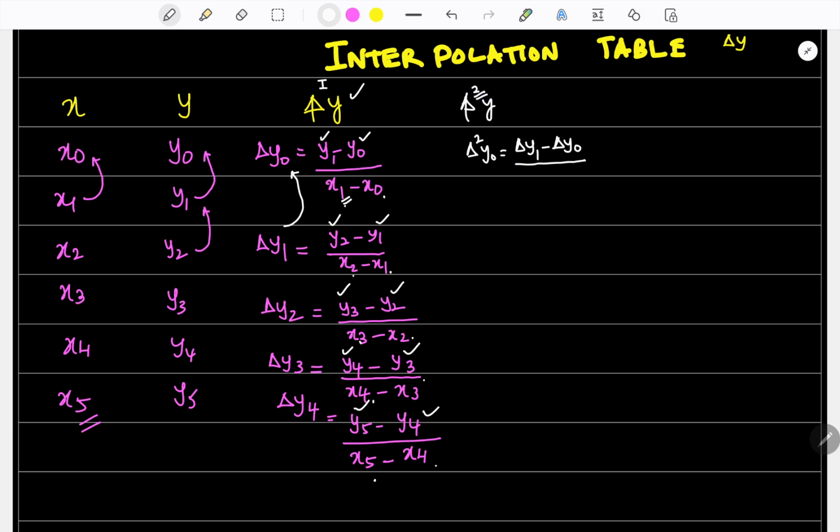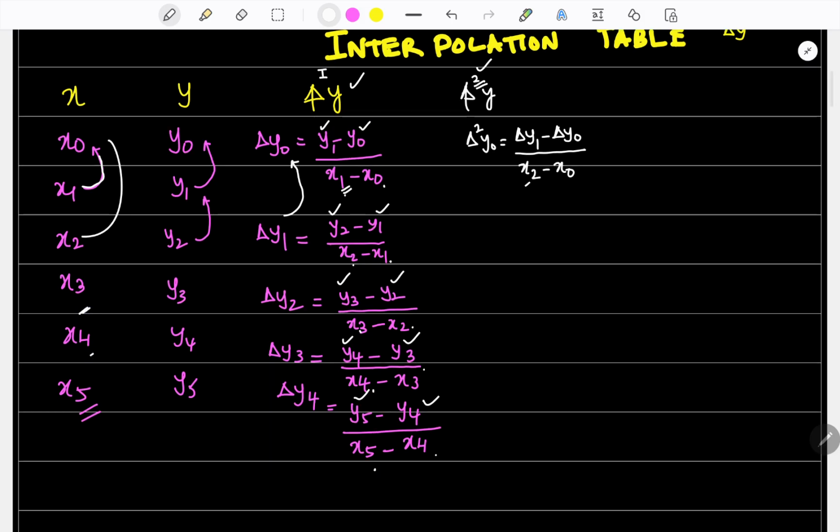This is the second iteration, so the second iteration will be x2. You have to start from x2 minus x0, because it's number 2. In the first iteration, you start from x1. Now you're going to start from x2 minus x0, one value down. Then x3, x4, x5. Similarly, you will get del square y1 equal to del y2 minus del y1 divided by x3 minus x1.